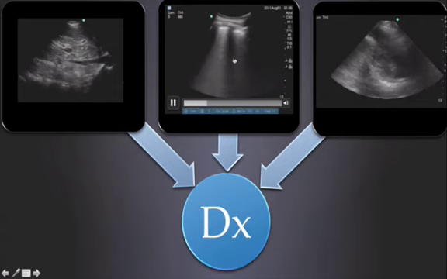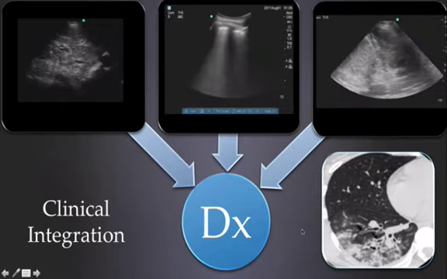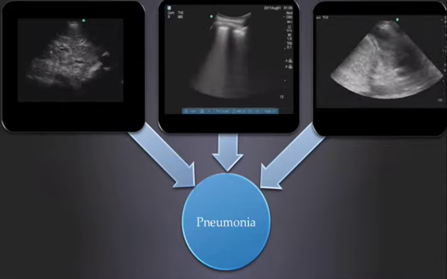If you were going to put this together, you would have to ask some questions. Here's a CT scan we have of the same thing. And you integrate that clinically, and this would be consistent with pneumonia.